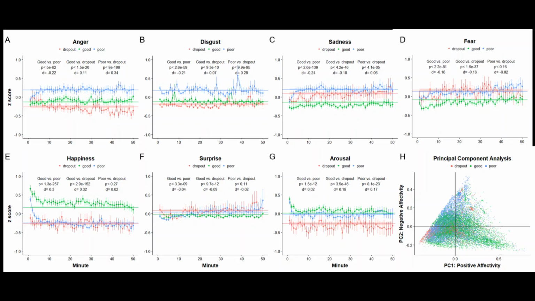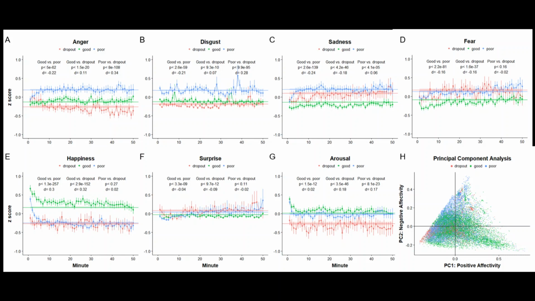We found highly significant associations between the display of emotions and the outcome of psychotherapy. Individuals with good outcomes showed significantly more happiness, whereas individuals with less improvement were consistently higher on negative affectivity, i.e. anger, disgust, sadness, and fear.